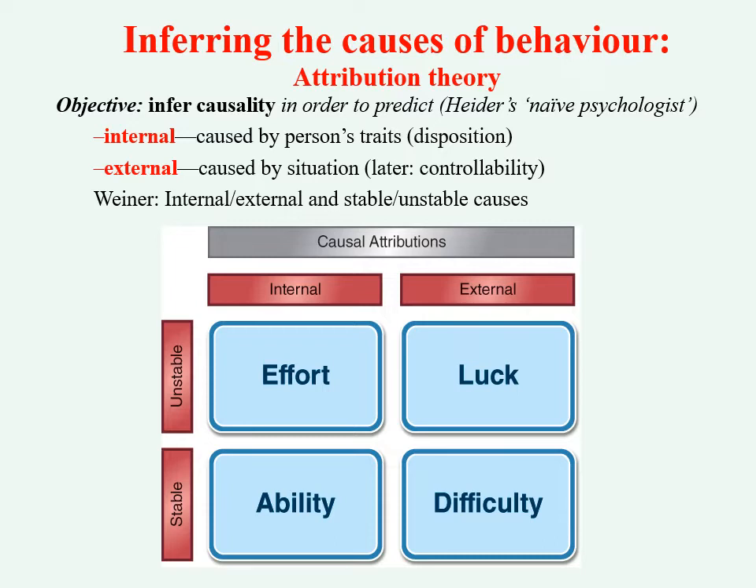And these are your options. If you make an internal unstable attribution, you might say it's because I made an effort, or because I didn't study at all, lack of effort. If you make an internal stable attribution, you might say it's got to do with your ability or lack of ability. External unstable would be luck. You really don't know why you did well or badly. And external stable is the ease or the difficulty of the exam. These are the options you have to explain the outcome of your exam performance.